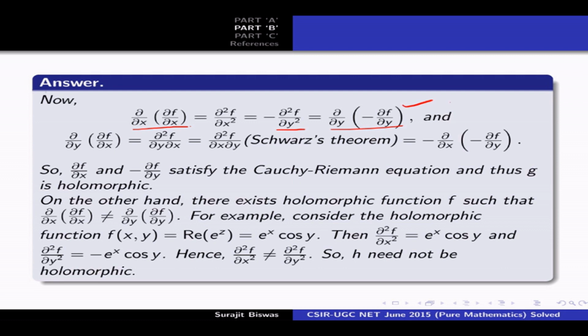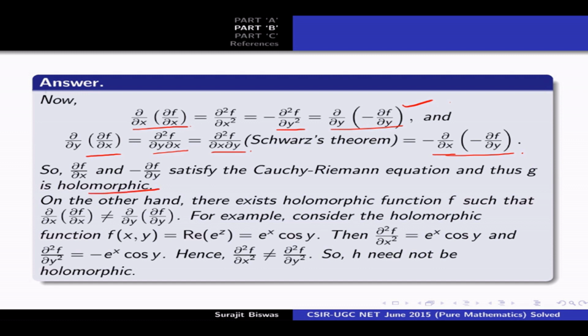For the second condition, let ∂/∂y of ∂f/∂x equal ∂²f/∂y∂x, which equals ∂²f/∂x∂y, because ∂²f/∂y∂x and ∂²f/∂x∂y are continuous, so we can apply Schwarz's theorem, and this equals minus ∂/∂x of minus ∂f/∂y. Okay, so ∂f/∂x and minus ∂f/∂y satisfy the Cauchy-Riemann equations, and thus g is holomorphic.